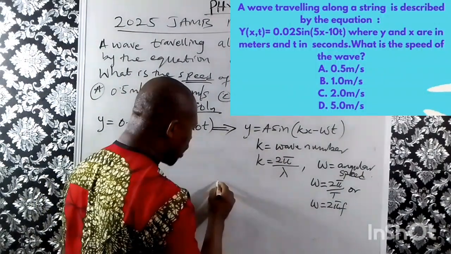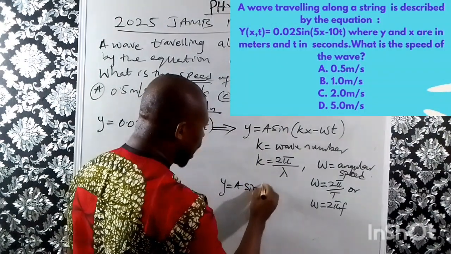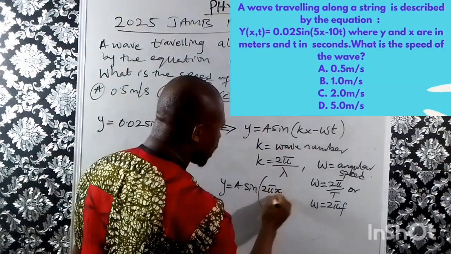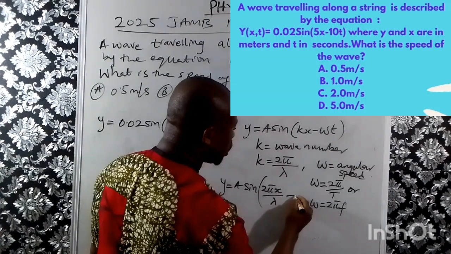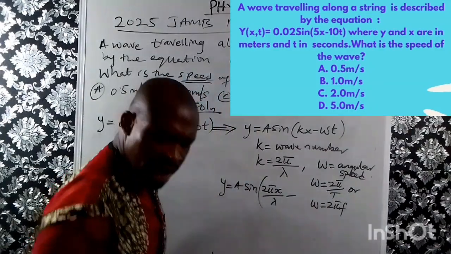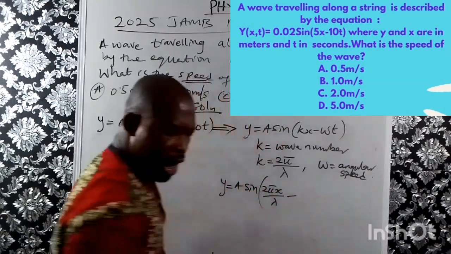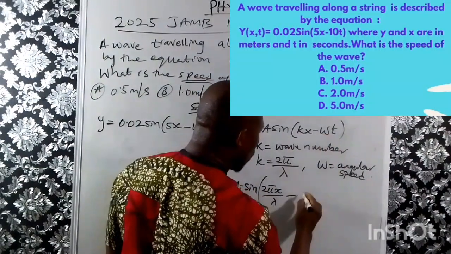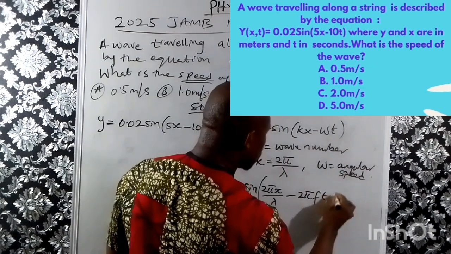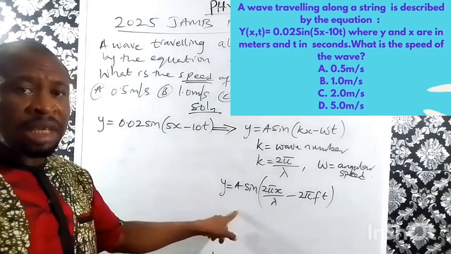So if we put that, we have that y is equal to A sine (k, under k we have 2 pi x all over lambda, minus, permit me to clean here. Now, if I clean here, I will have, under this, 2 pi f, then you return your t). Now, compare this with this. If you compare this with this, we can now solve.